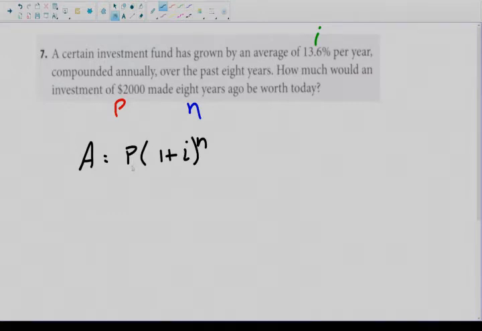And we have to substitute everything into there as before, but we have to calculate our I and our N values first. So I is going to be 13.6%. So 13.6% divided by 100 is 0.136. Compounded annually means once per year. So it's actually the easiest case where we're dividing by 1.